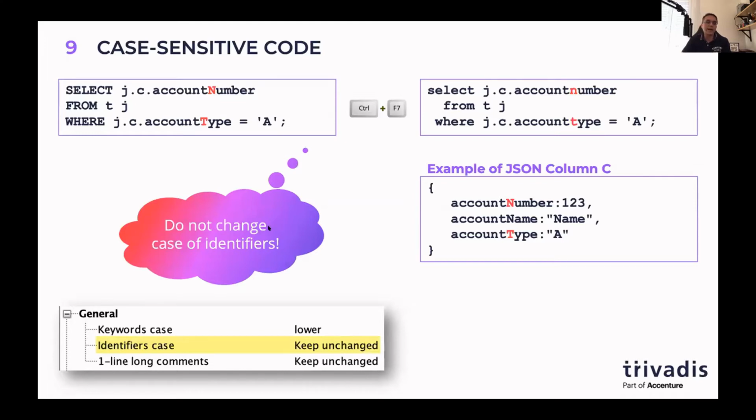And that's why our default settings are identifiers case keep unchanged. If you're sure that you don't use this kind of code here, and you must be aware that Oracle types are also affected when you use them in combination with JSON, then you can change it here to lowercase or uppercase if you like. Otherwise, it might break your code.